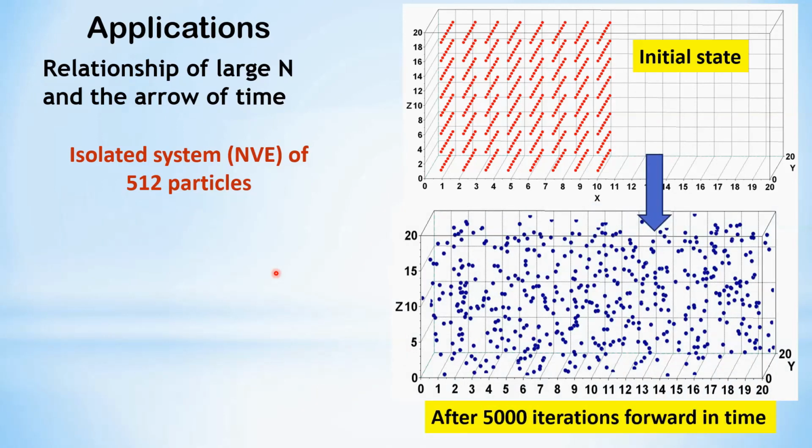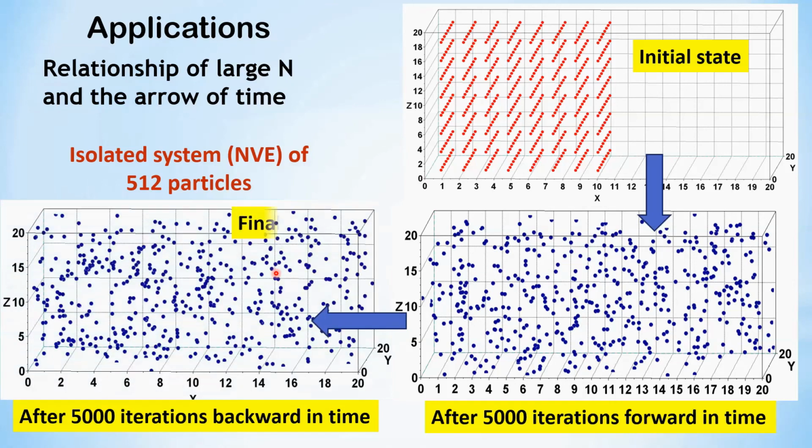And if we simulate 5000 iterations backward in time, you can see now we are not able to reach the initial state. So by taking a large number of particles and simulating for a large number of iterations, we will not be able to retrieve the original state of the system. This is the relationship of large N and the arrow of time.